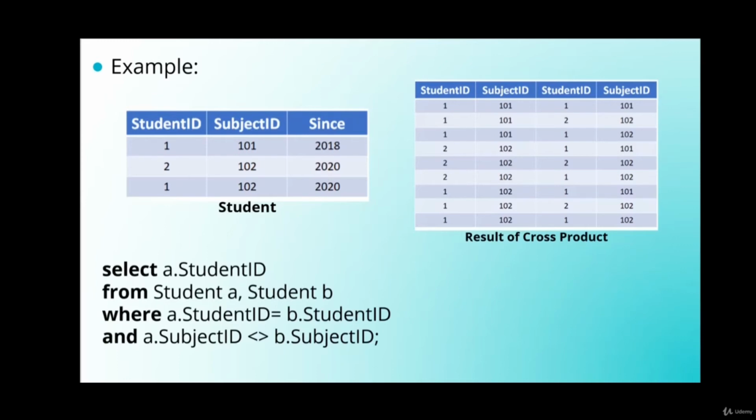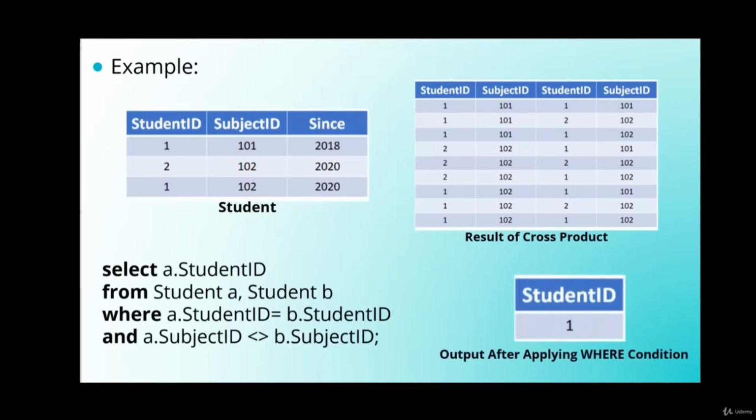So after applying this where condition, we'll find the student ID of those students who have enrolled in more than one subject. So this is the output you will get. Student ID 1 has enrolled in more than one subject, which is why his student ID is displayed. So this is all about joins.